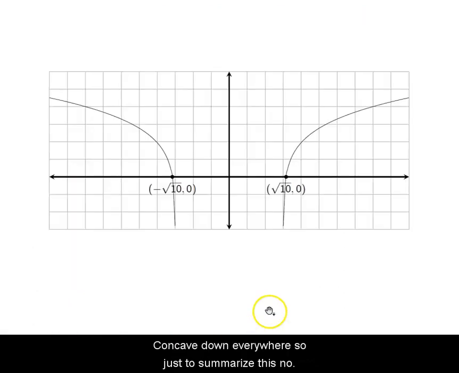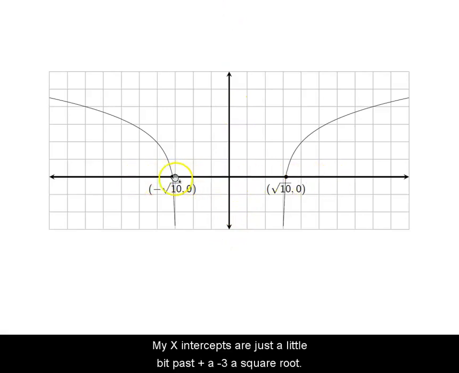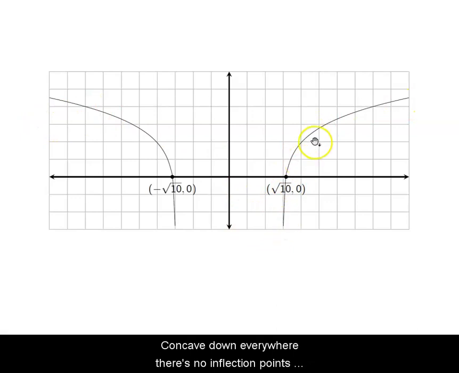Concave down everywhere. So just to summarize this, no y-intercepts. My x-intercepts are just a little bit past plus and minus 3 at square root of 10. I am concave down everywhere, okay? Concave down everywhere. There's no inflection points. I'm never changing concavity because I'm always concave down.